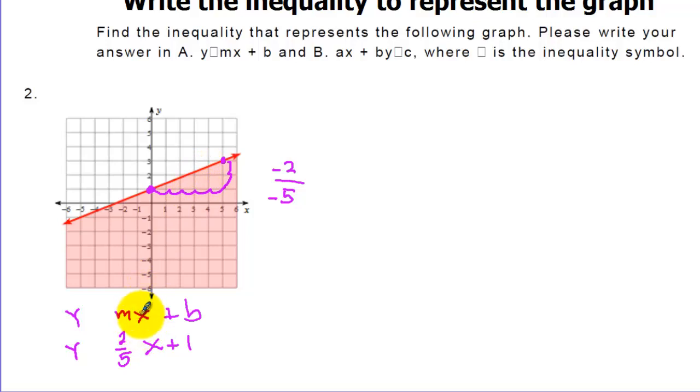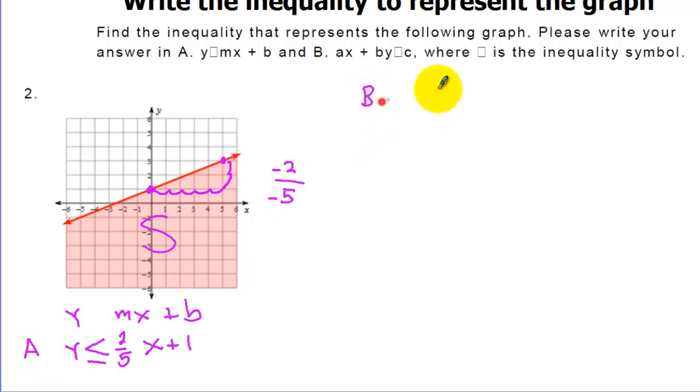Alright, so where is the shaded area? The shaded area is below the line. So it should be y less than. Do we have a solid line? Yes, we do. So we need to write the line under. Alright, so this is our letter A.